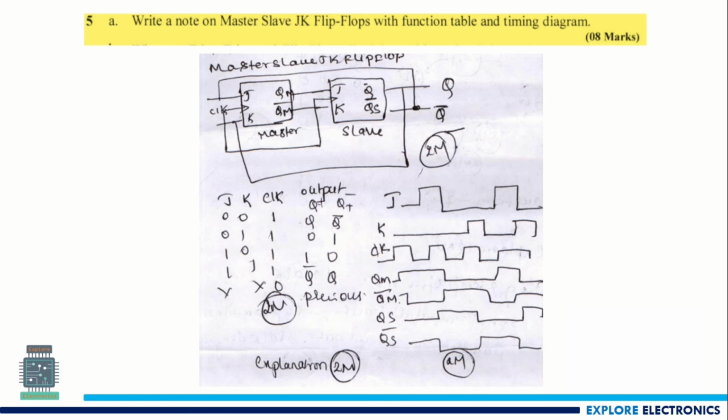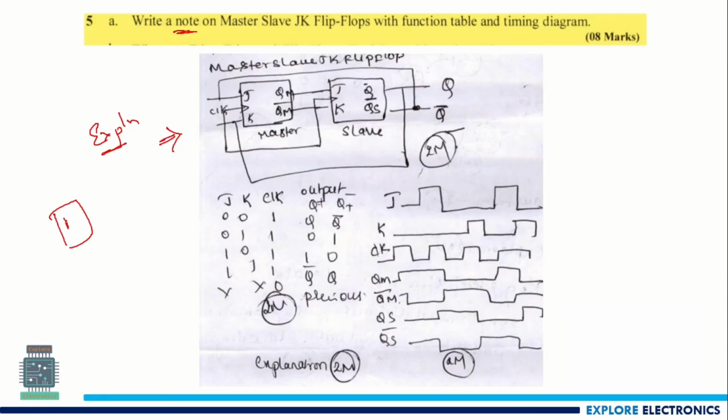Write a note on master-slave JK flip-flops with function table and timing diagram. Here first we need to draw the master-slave flip-flop diagram. And write a note means you need to write the explanation. Don't miss writing the explanation. If you skip it, writing only this much gives you only 5 to 6 marks. So draw the block diagram, and explain what a master-slave flip-flop is.